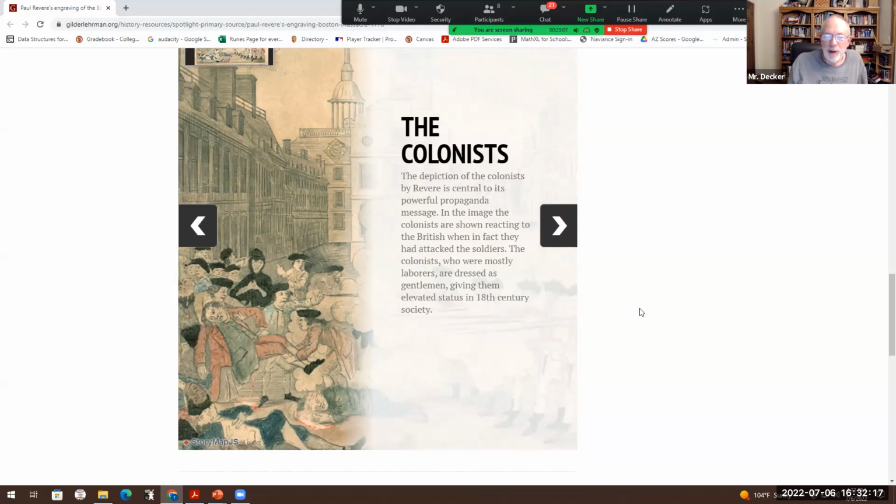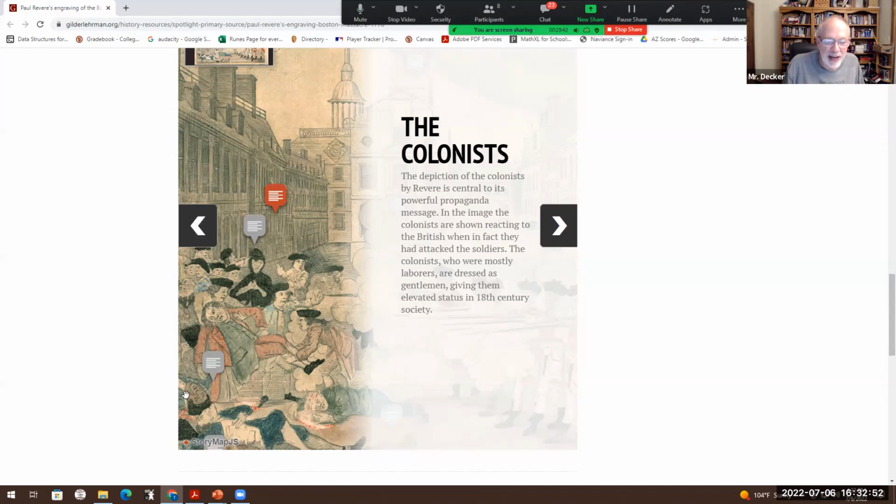The depiction of the colonists by Revere is central to the powerful propaganda message. In the image, the colonists are shown reacting to the British when in fact they attacked the soldiers. The colonists, who are mostly laborers, are dressed as gentlemen, giving them elevated status in 18th century society. Oh, they're firing on gentlemen. They were drunk day laborers. Not that it's okay to shoot day laborers, but they were trying to get the higher society in a sense, because they're the ones with the money and can help support the war effort.